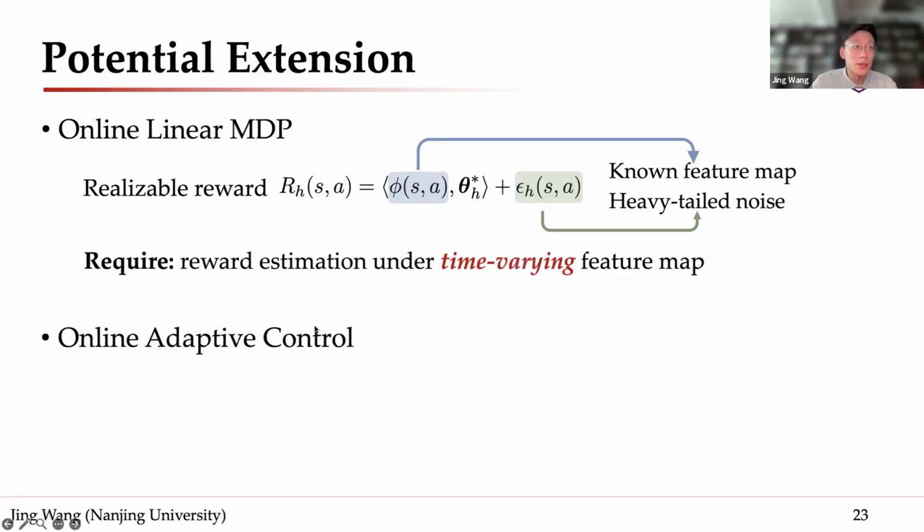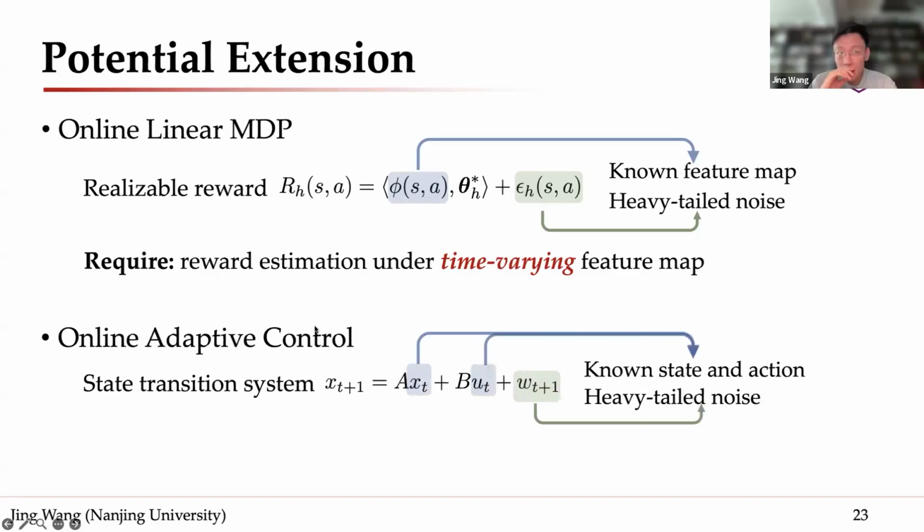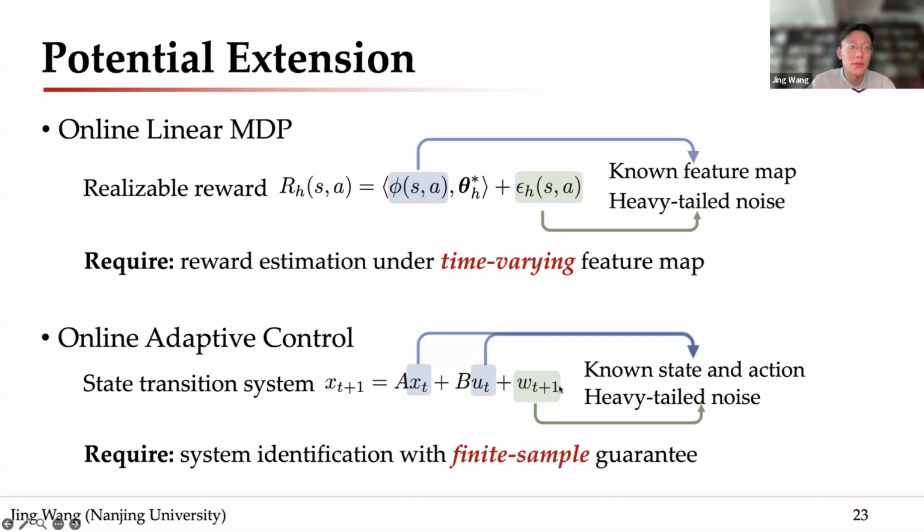Another one is adaptive control. Adaptive control considers the state transition system where X here is the state and U here is the control, and A and B are the unknown system matrices. W here is the heavy-tailed noise. So here we still need to deal with the heavy-tailed or bounded variance noise. Just the same as the linear MDP, the MOM will fail because the state will transit. So our Huber regression based OMD algorithm can be directly applied in this kind of scenario.